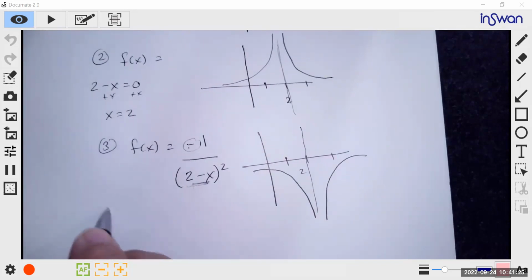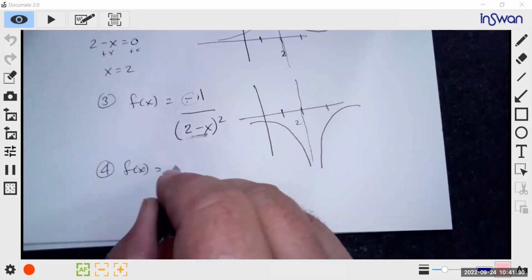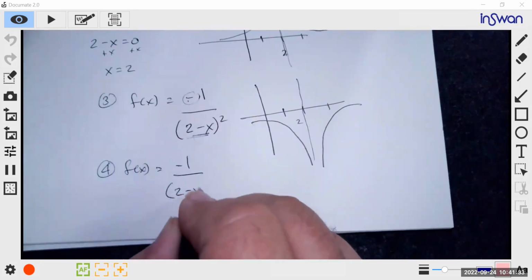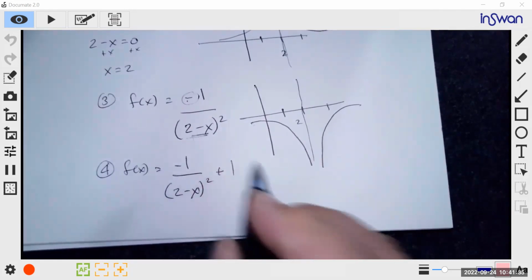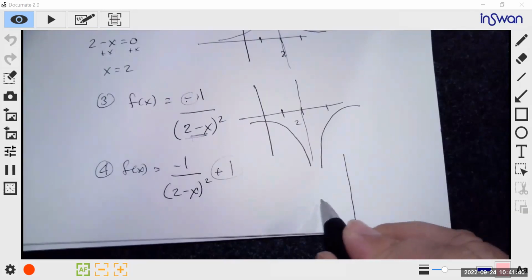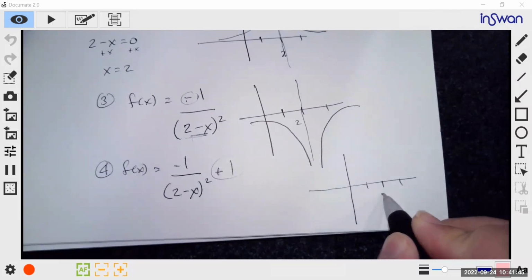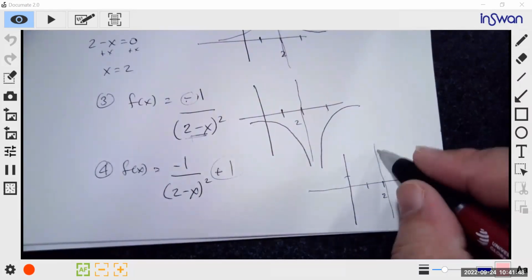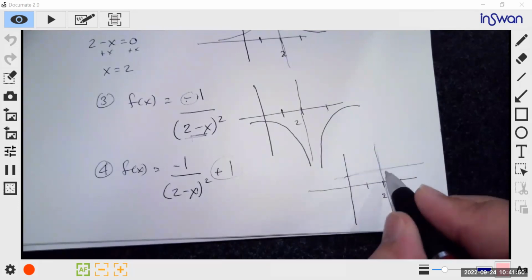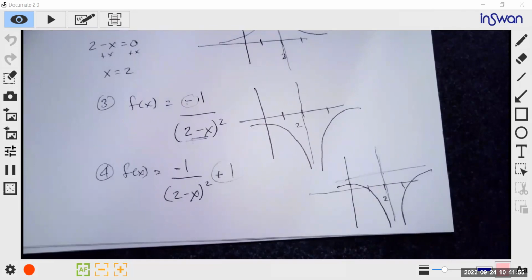Now my last step tells me to go up one space. So here's my new origin. So the graph looks like this. What do y'all think?